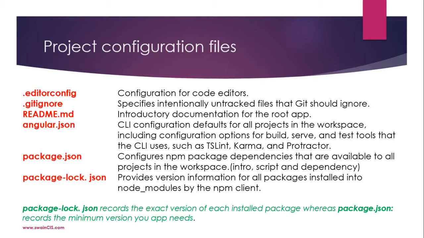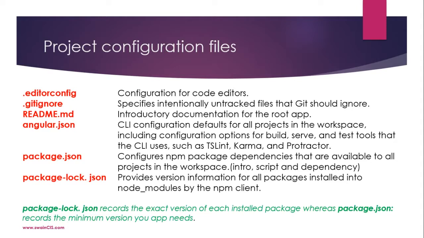Angular.json is one of the important files you need to understand. This is the CLI configuration defaults for all projects in the workspace, including configuration options for build, serve, and test tools that the CLI uses, such as tslint, karma, and protractor. So this contains your Angular configurations. Remember, not the whole package configuration of your application, only the Angular part. Suppose you want to change any configuration for Angular, then you come here to angular.json and check what you want to customize.